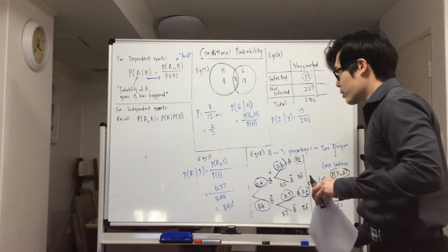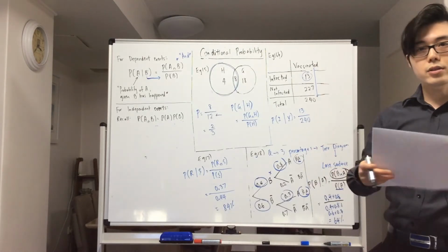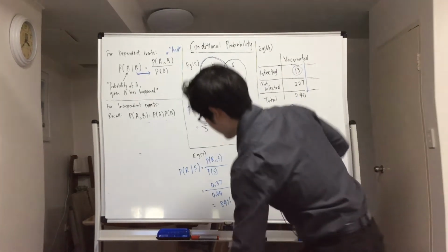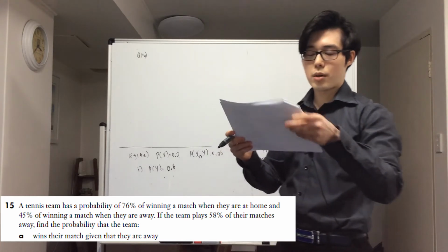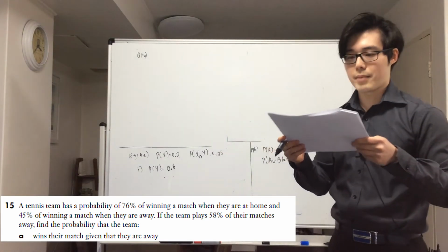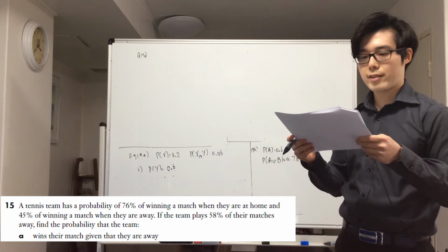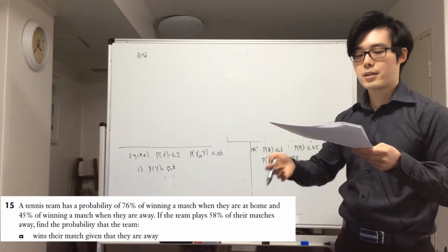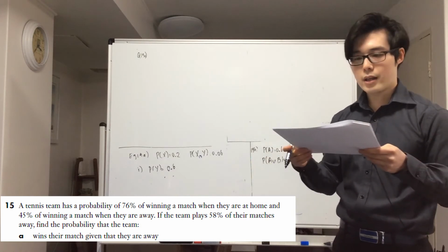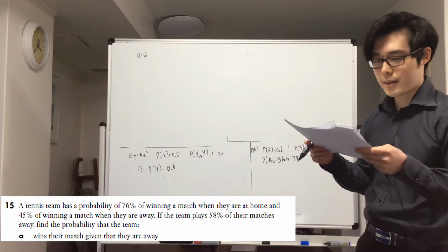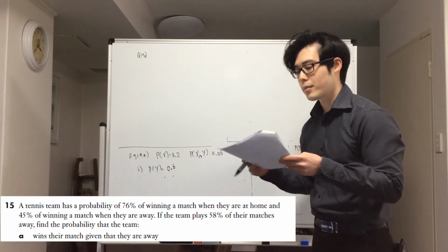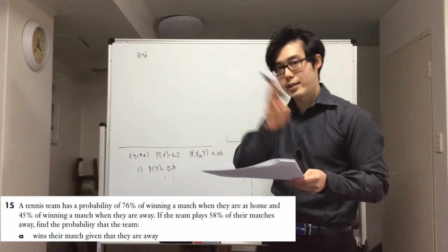All right, so I would like to show you girls one more problem like this just to re-emphasize what I've done. Let's have a look at question 15 now. A tennis team has a probability of 76% of winning a match when they're at home and 45% of winning a match when they're away. If the team plays 58% of the matches away, find the probability that the team wins the match given that they're away. All right, so once again, it's got three percentage numbers.